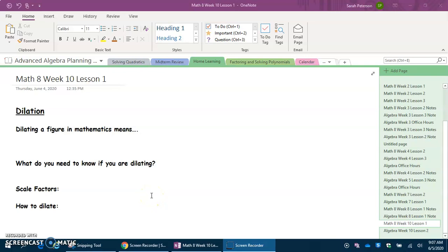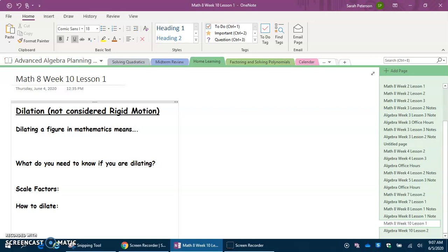All right, so in this lesson we're going to talk about dilation and actually how to dilate a figure. So this is our last transformation, and this is not a rigid motion. So dilation is, I'm going to write that, not considered rigid. And that is because it changes size.